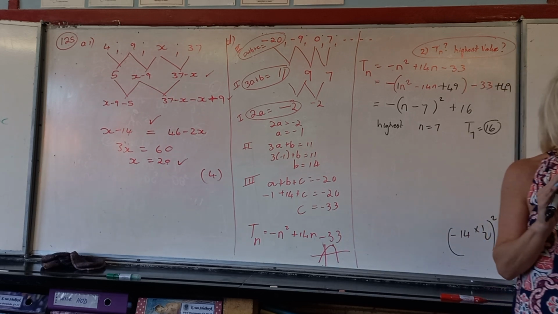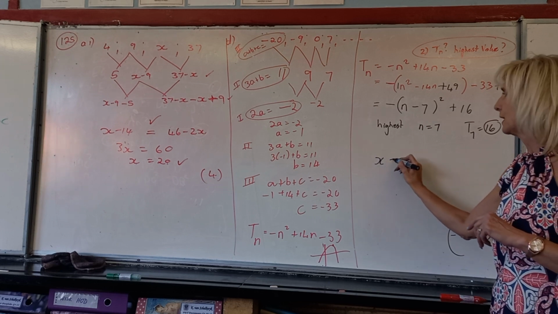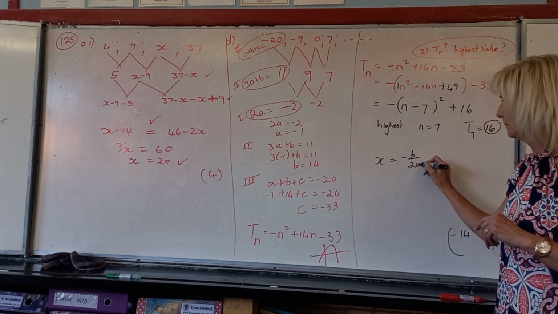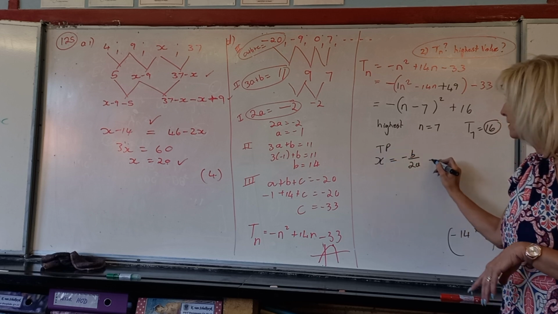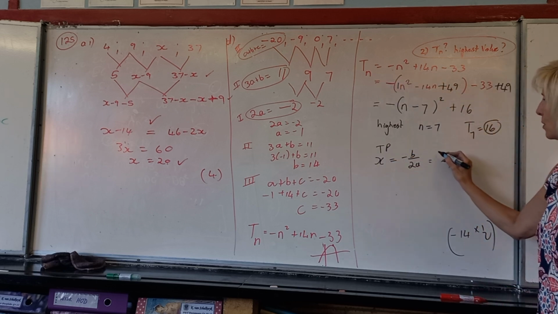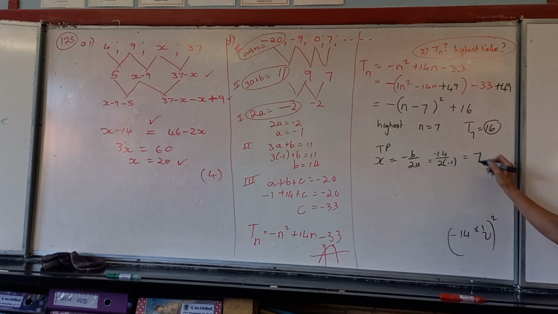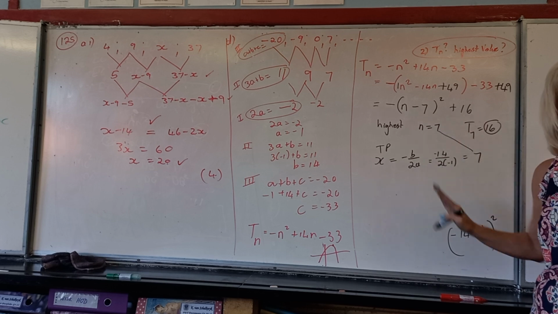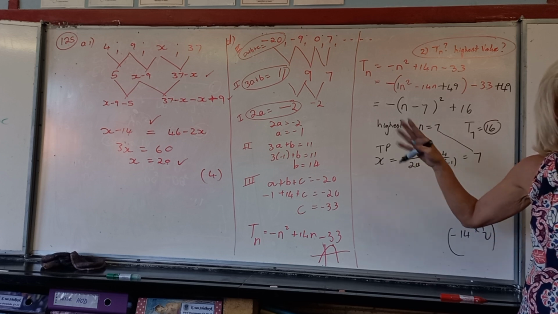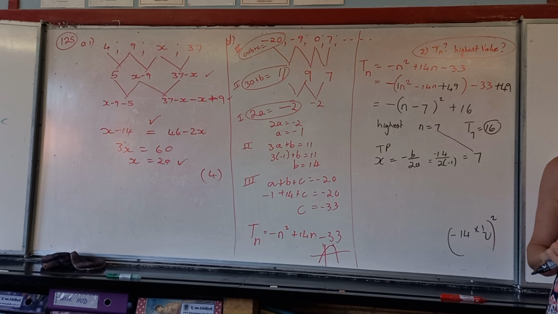Does it make sense to you? Other option, can I not go and do x is equal to negative b over 2a for the turning point? The negative b then should be negative 14 over 2 times minus 1, which gives me positive 7. But that's so much easier, but you need to remember about maximums and minimums and about completing the square for whenever you need it. Right.